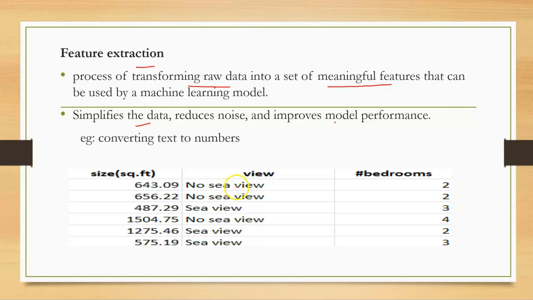In the last class we have seen what features are. In that we have seen that no C view can be written as 0, and C view can be written as 1. In feature vectors we have already seen that. So this is extracting meaningful properties from the data. That is what is known as feature extraction: transforming our raw data into meaningful features so that it can be used to make a meaningful machine learning model and improve the performance.